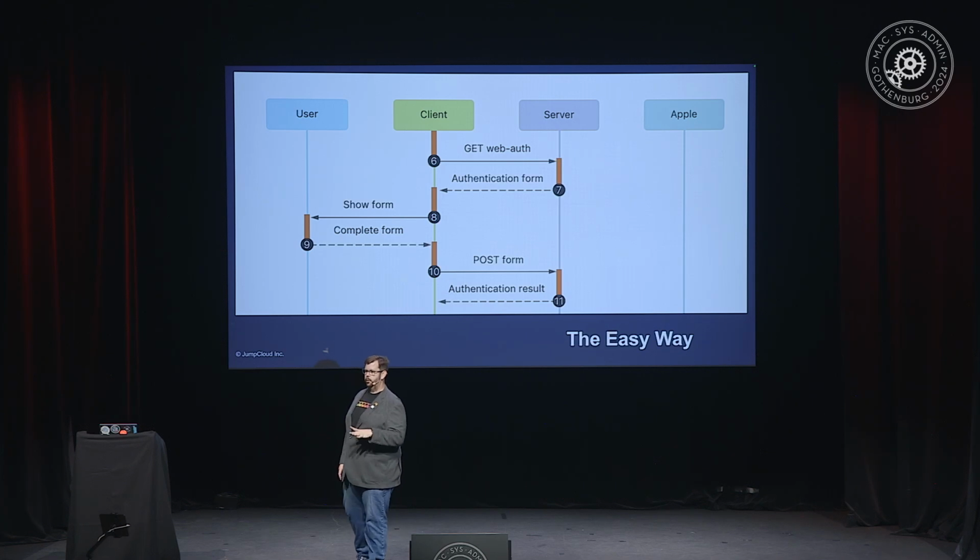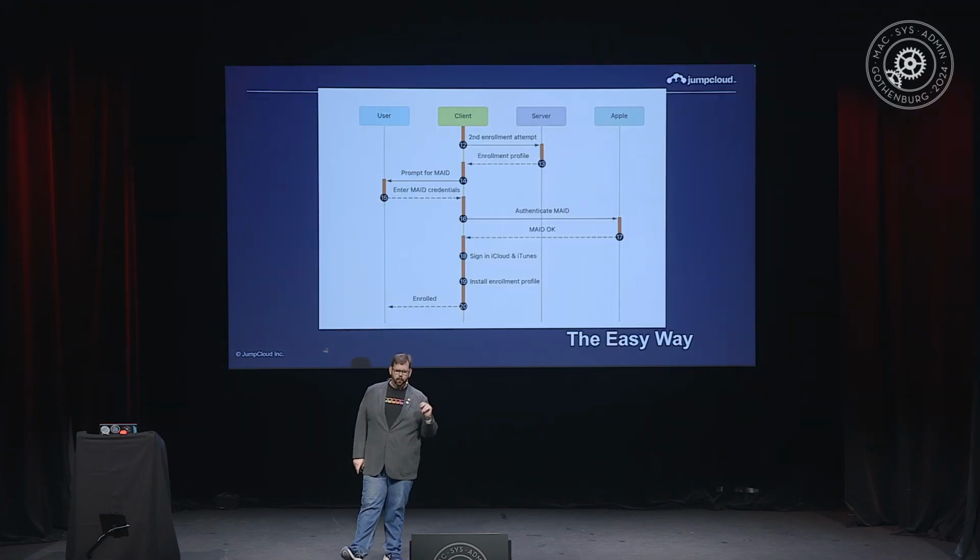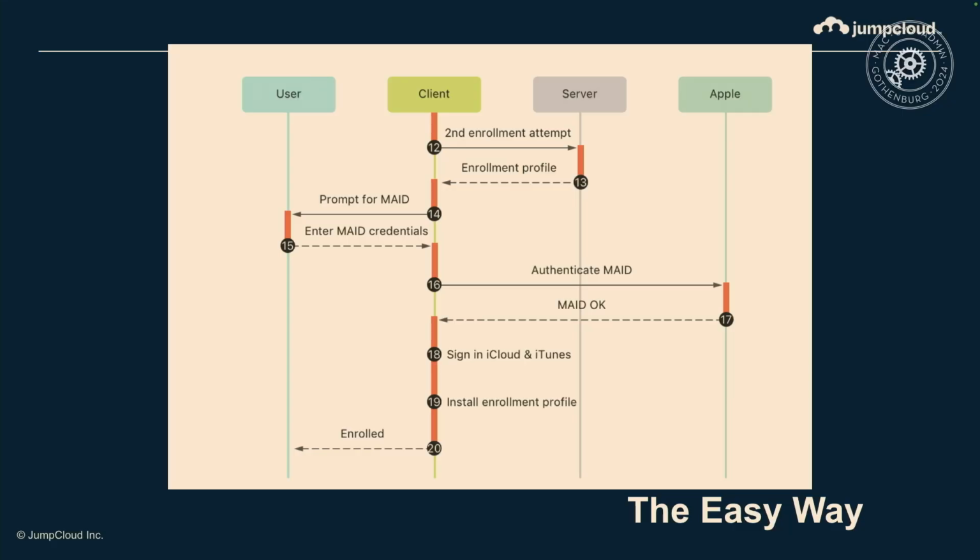God willing and the creek don't rise, the user will remember their password correctly, and we will get through that process. What happens next is based on the easy way. There's the easy way, and then there's the IDP way. So the easy way is that the client will do a second enrollment attempt now that it has an open session with that WebAuth, and the device will receive the enrollment profile.